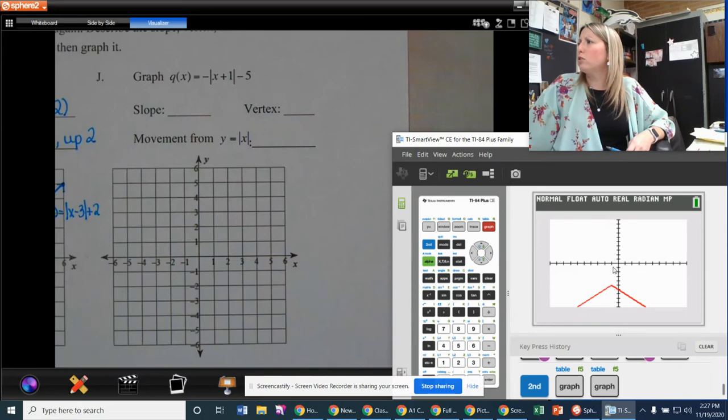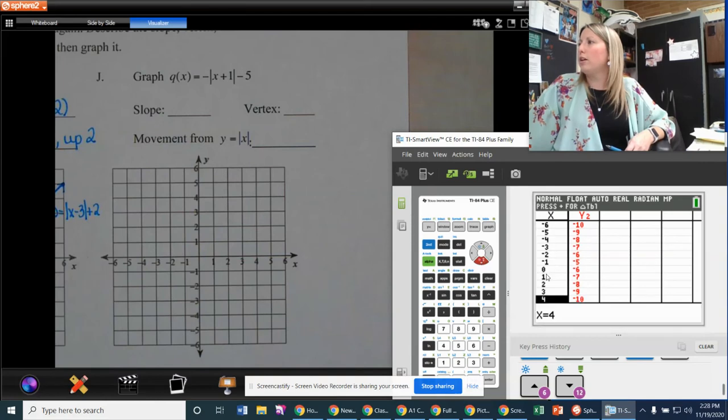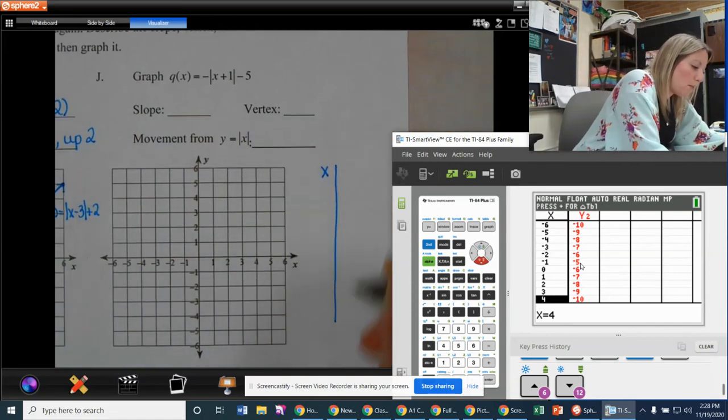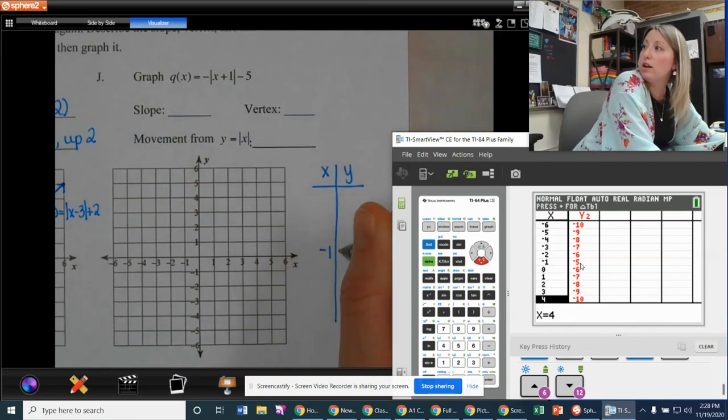The vertex looks like it's negative 1-ish. So let's get things around the negative 1 on my table. There we go. So there it is. Look at that. Negative 1, negative 5 is the vertex. So I'm just going to graph a couple points around it. Remember, in this case, it's a 6 by 6 grid I had. So negative 1, negative 5.